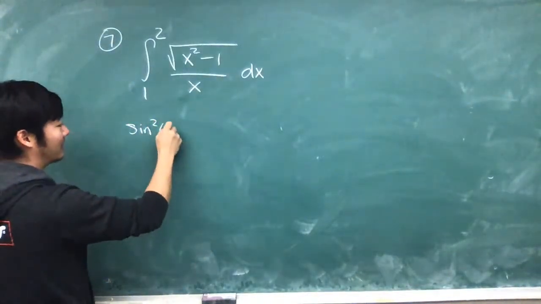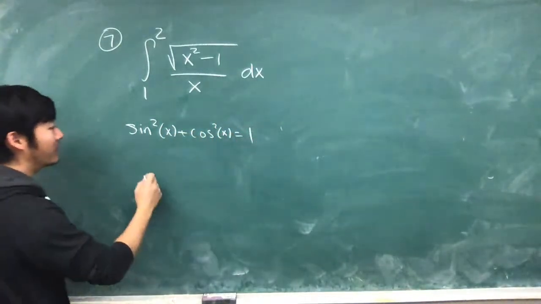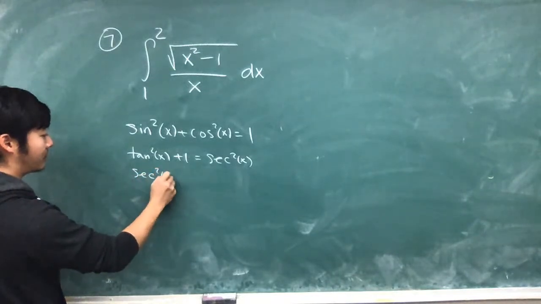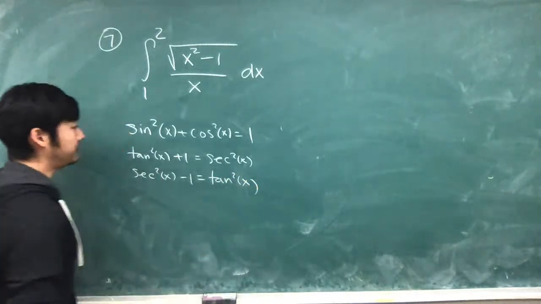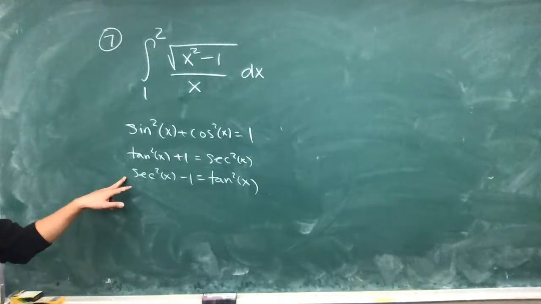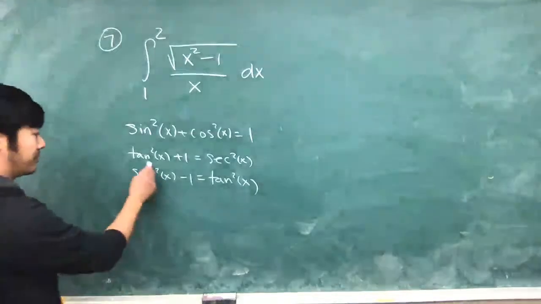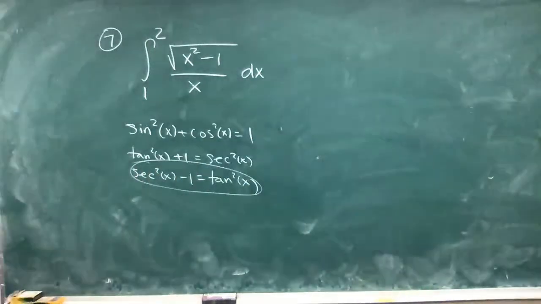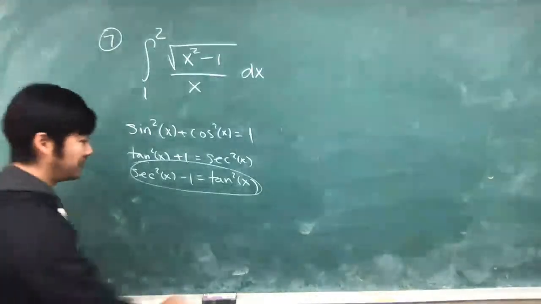Sine squared plus cosine squared equals 1, or secant squared minus 1 equals tangent squared. Well, it looks like something squared minus a number is this one. So you want to use x equals secant for our substitution. So let's do that.